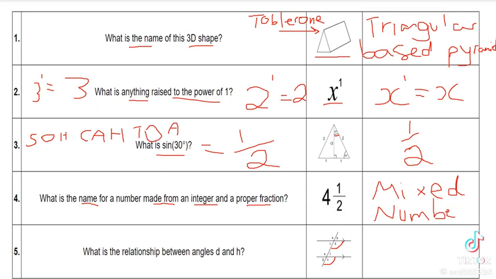A whole number in maths we call the word integer. So integer just means whole number, positive or negative, and 0 as well. And a proper fraction just means when the numerator here is smaller than the denominator.